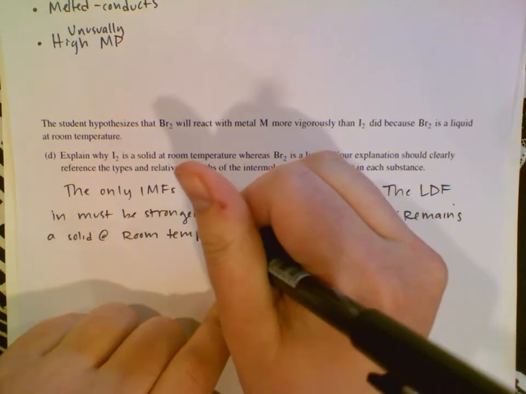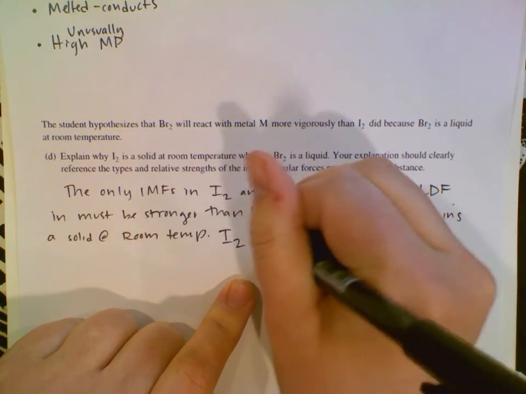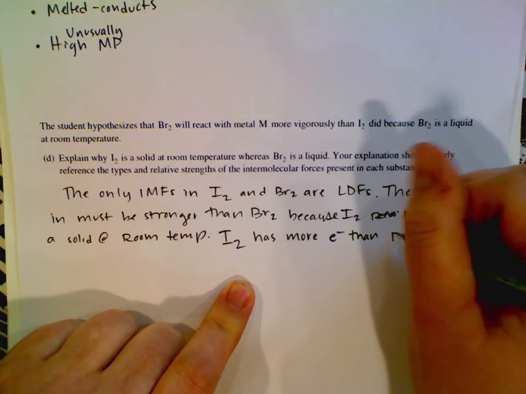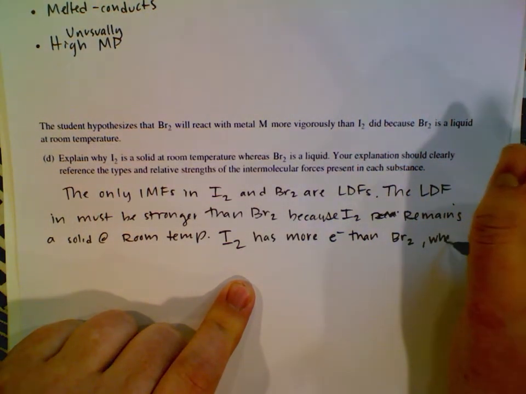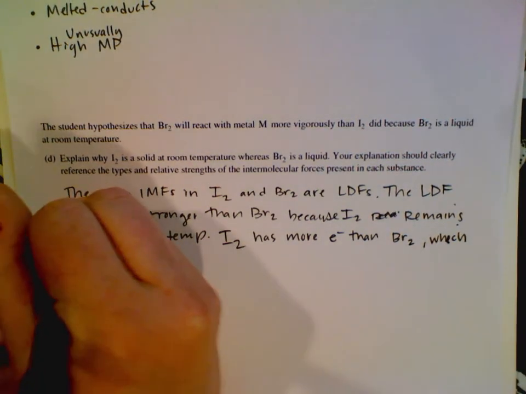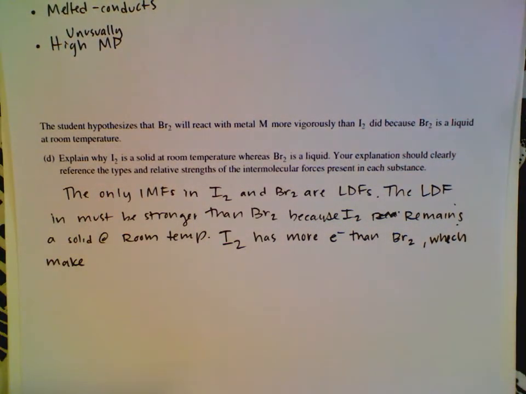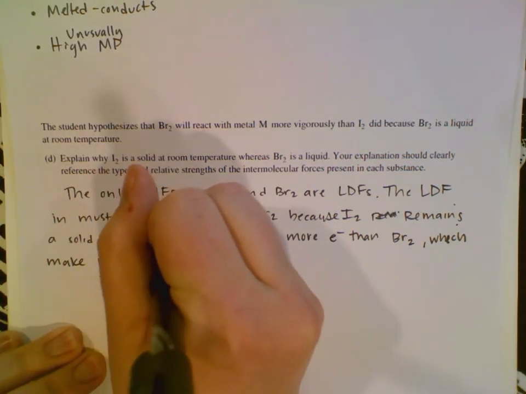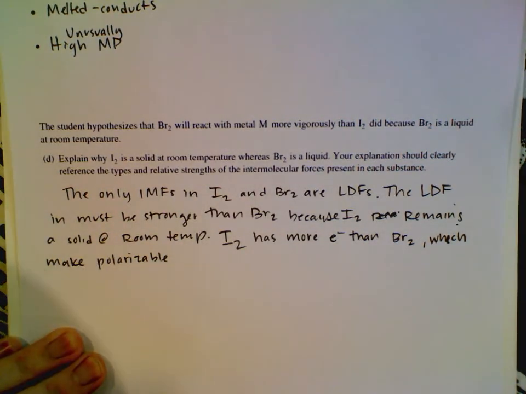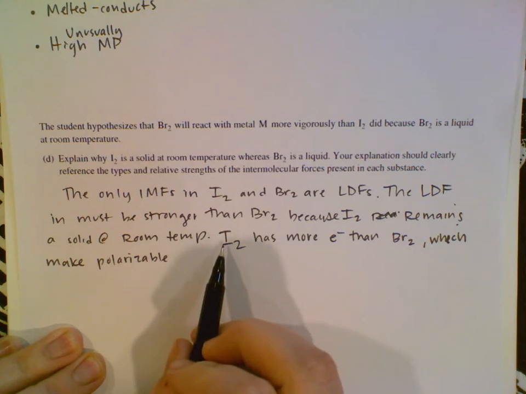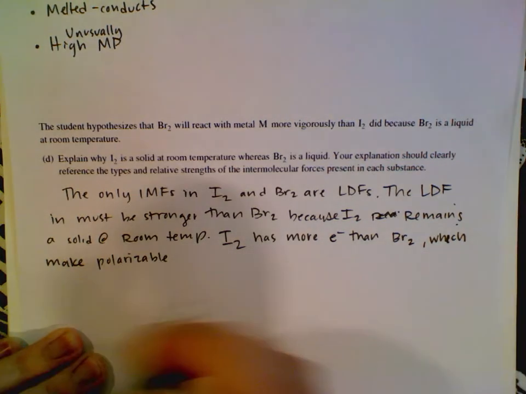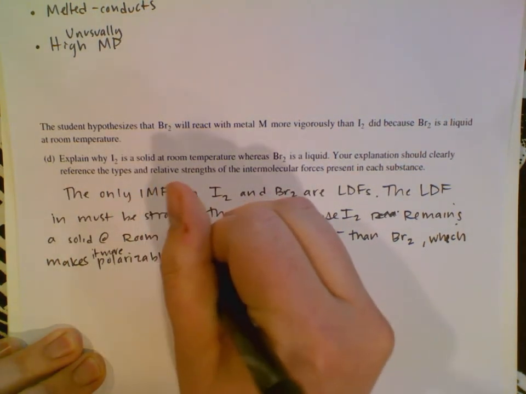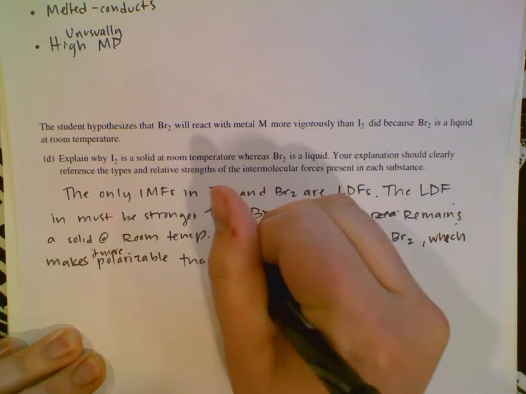What's happening in this case is I2 has more electrons than Br2. And that makes I2 more polarizable. It's that magic term that we talked about. Sorry guys, it's hard to write and talk. I2 has more electrons than Br2, which makes it more polarizable than Br2.